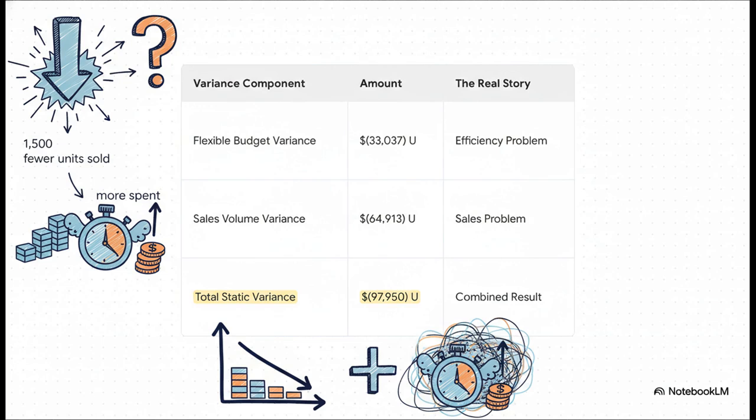That nearly $98,000 problem wasn't just one thing. About 65 grand of it was a sales volume problem. They just sold 1,500 fewer units than they thought they would. The other 33 grand was an efficiency problem. For the units they did make, they spent more than they should have. See, now a manager knows exactly where to start asking questions.